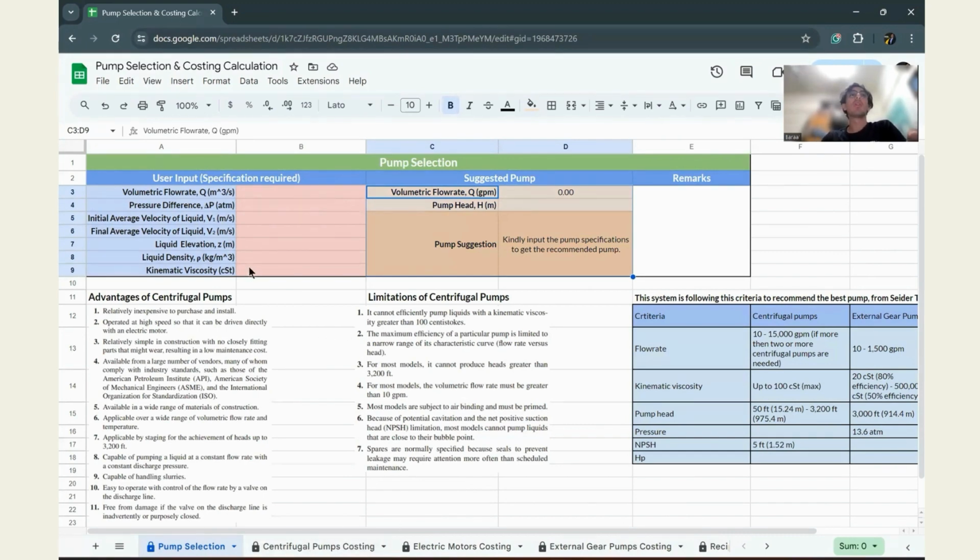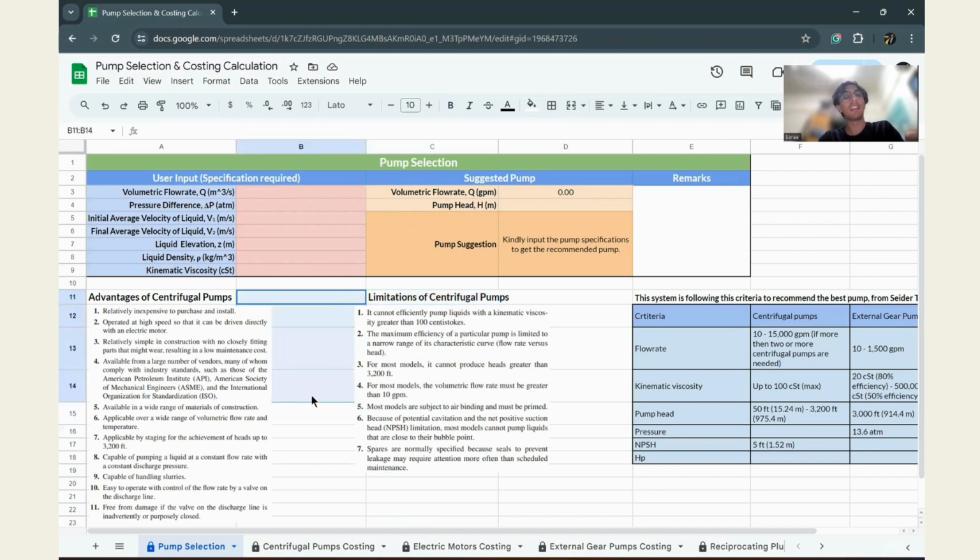Starting off, we have listed down for you the advantages and limitations of the centrifugal pump. The main reason behind this is that centrifugal pumps are used for 90% of industrial processes, and you may consider using centrifugal pumps directly unless the limitations are exceeded and your specifications are much beyond the limitations.